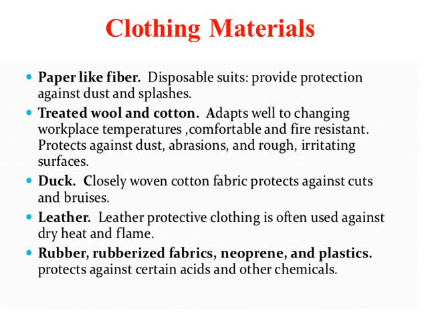And the last type of clothing material, we have rubberized fabrics, neoprene and plastics. These are usually used when a worker can be exposed to acids and certain chemicals. So these are the clothing materials that can be used to protect our body.